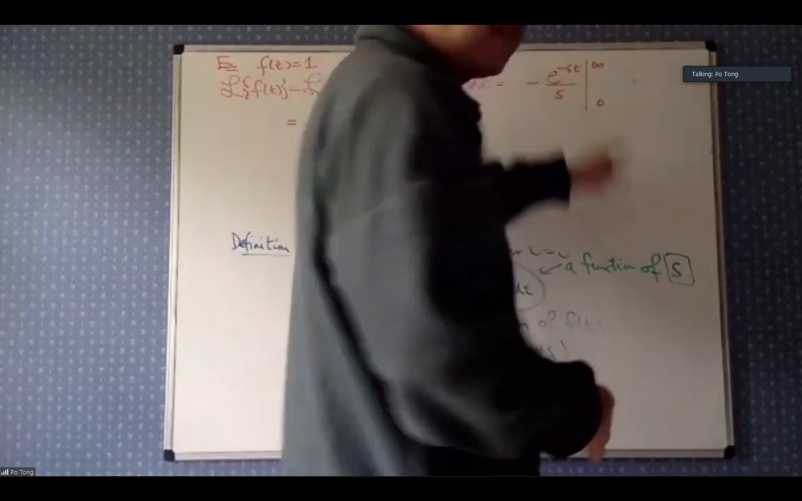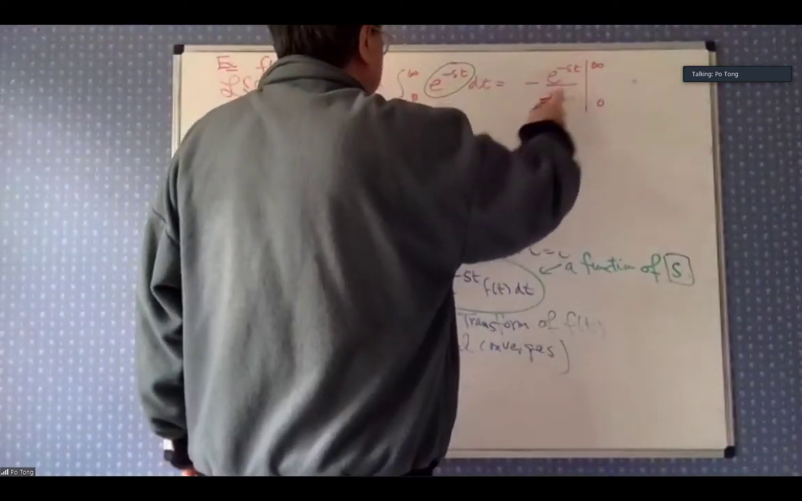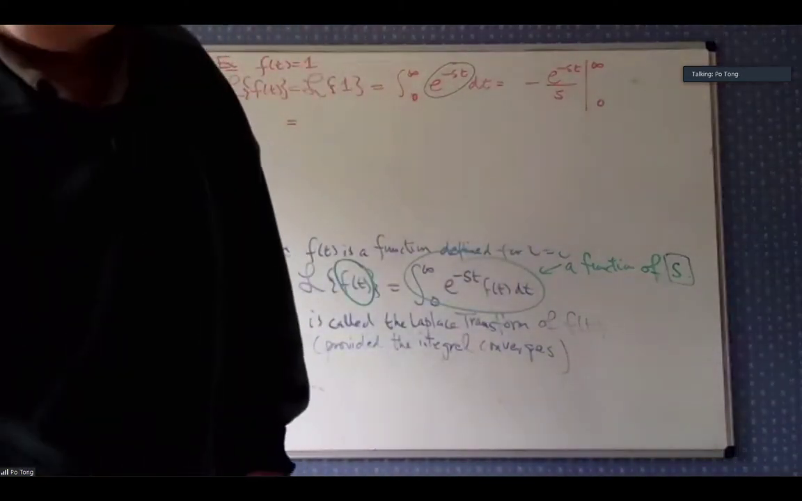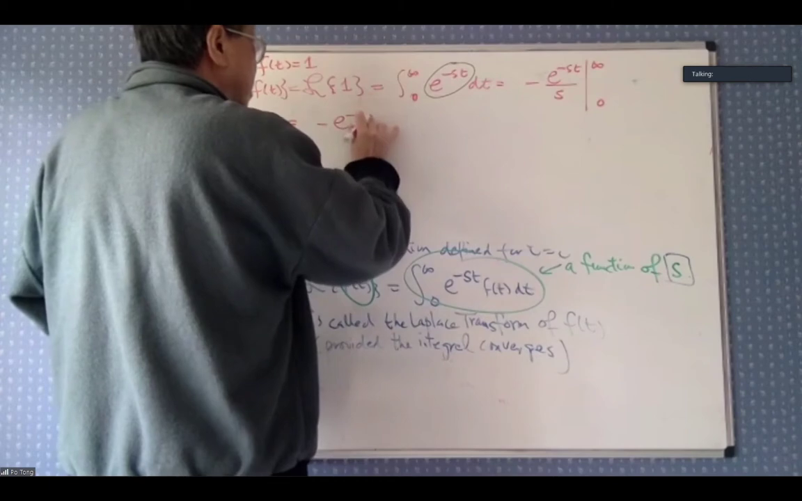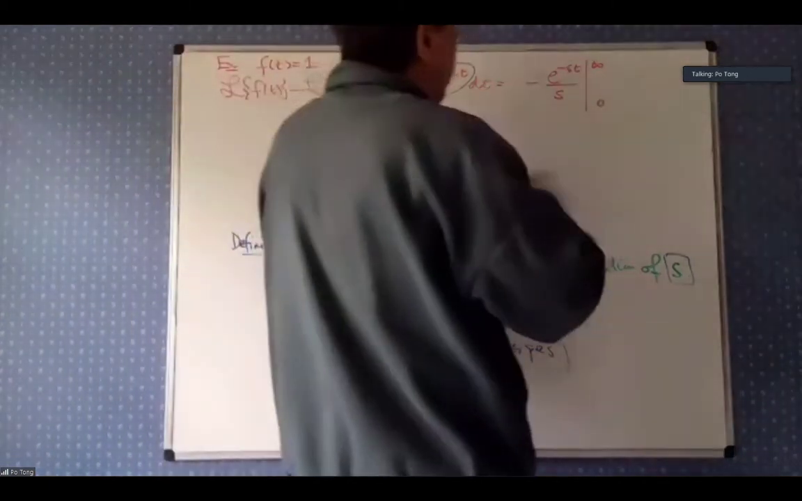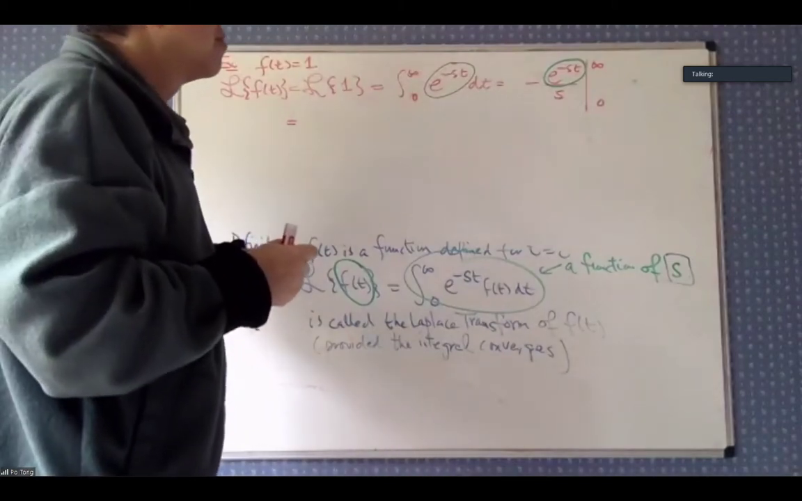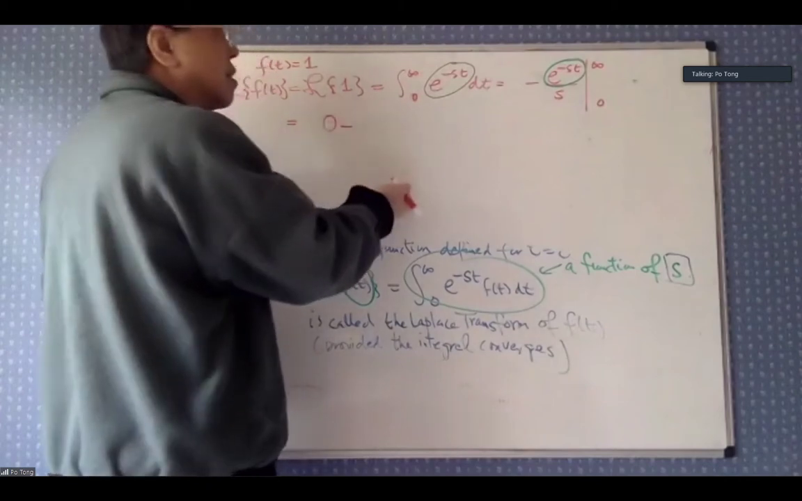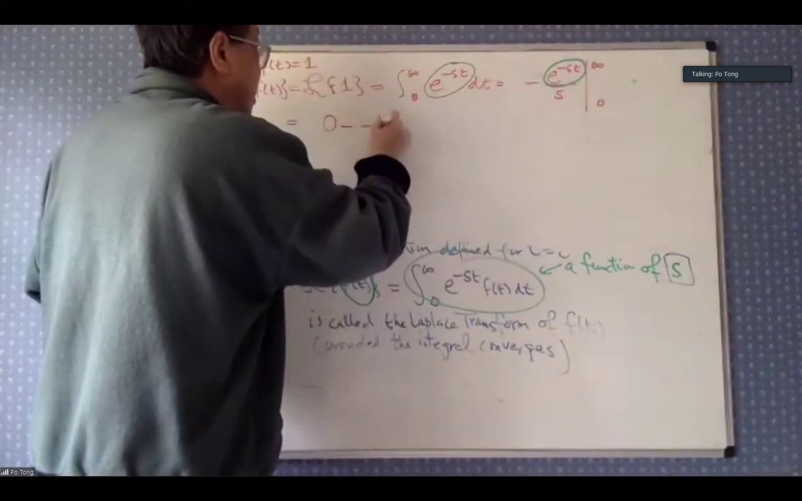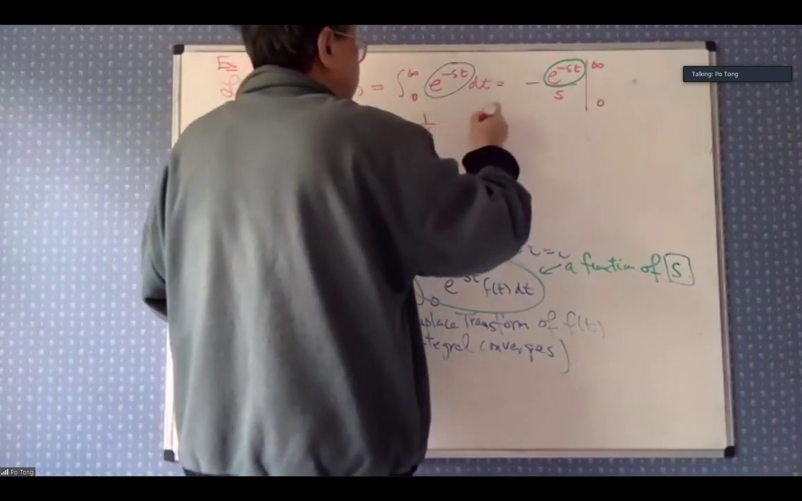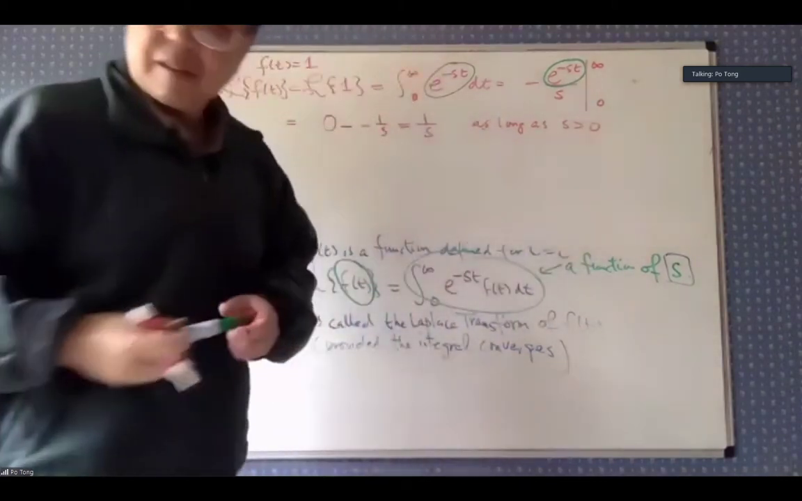You plug in t equal to infinity, as long as s is bigger than 0. Okay, can you see that as long as this is bigger than 0, this one goes away when you plug in infinity, it's going to be 0. So it will be 0, subtract, you put in the 0, would be negative 1 over s. So this should be 1 over s as long as s is bigger than 0. Do you guys follow that?